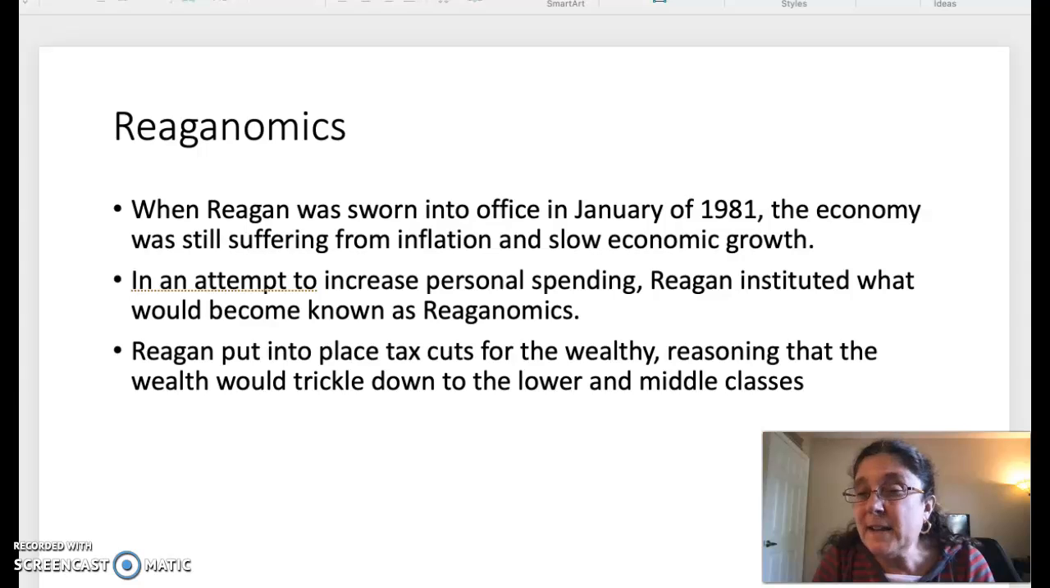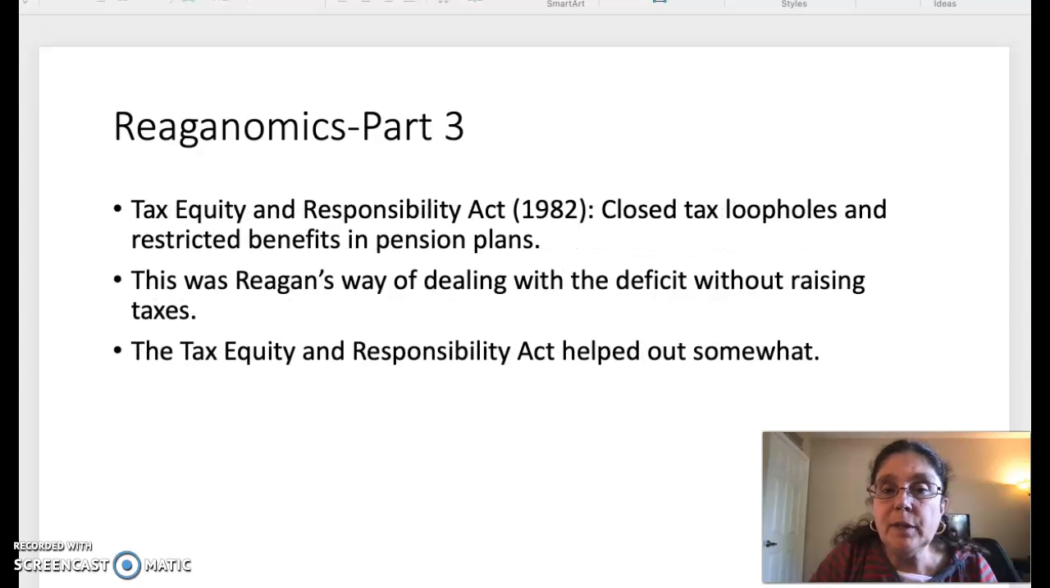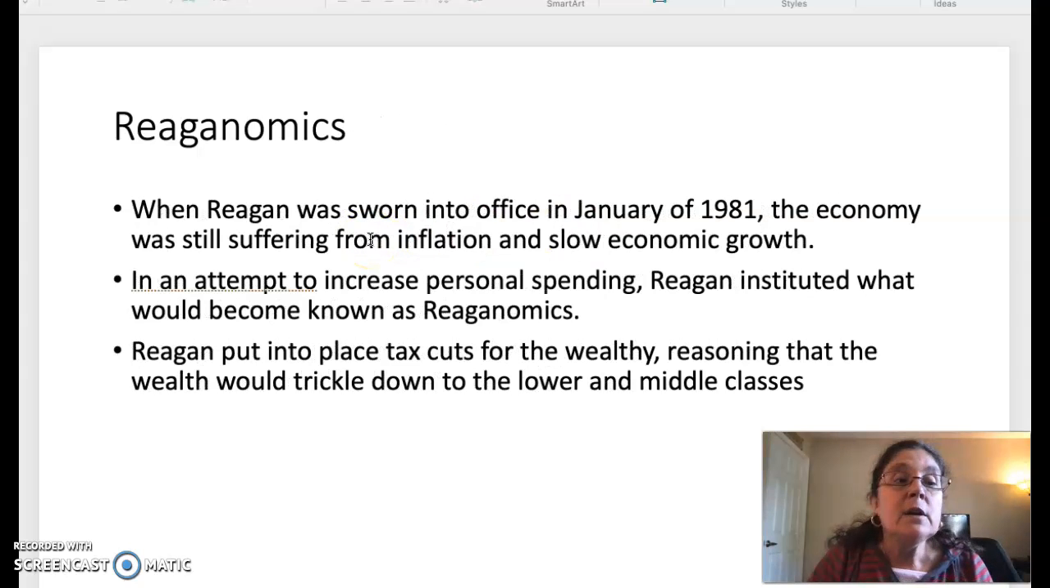And basically the first primary document you can cover is an article, which is an interview with President Reagan on the signing of the Tax Equity and Responsibility Act of 1982. So to really understand the document, you have to have a little background information on Reaganomics.